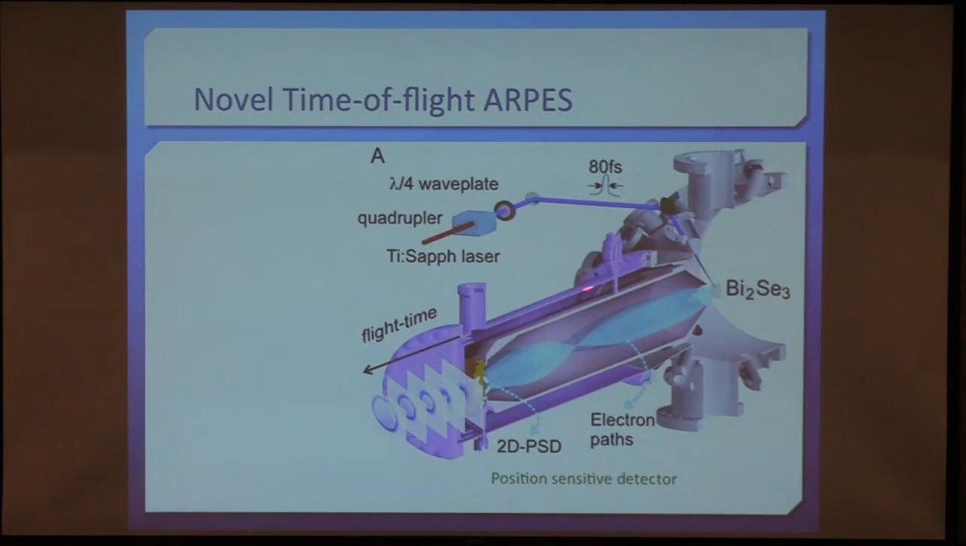Our detector is about a meter-long tube, and from the time it takes for these electrons, we get their energy. Because this is a pulse, we know exactly when they come out, we just measure the time, we get their energy, and from where they hit, from the X and Y positions, we get both Kx and Ky.